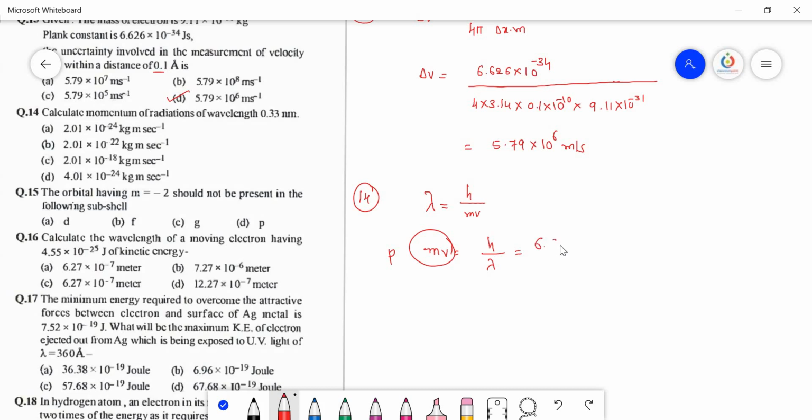Let's substitute the lambda value and h value here. It is equal to 6.625 into 10 power minus 34 joule seconds divided by 0.33 nanometers, which is given. Just convert them into meters: 10 power minus 9 meters. If we solve this, we shall get 2.01 into 10 power minus 24 kg meter per second. So option A is true.